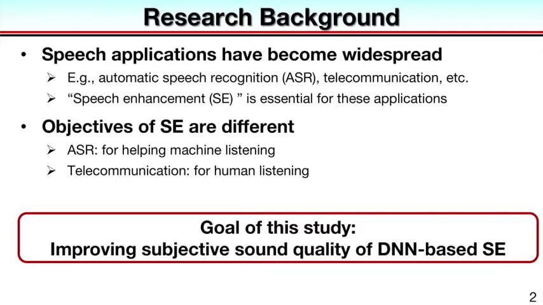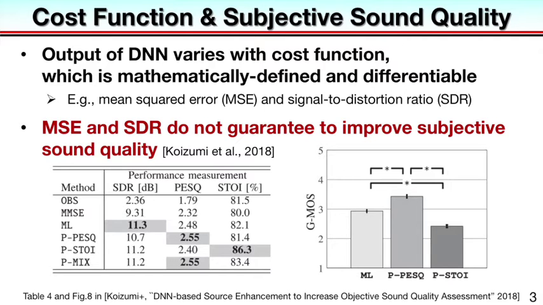The goal of this study is to improve the subjective sound quality of DNN-based SE. Since the trained DNN varies according to the cost function, it is necessary to set an appropriate cost function. The widely used cost functions are mathematically defined differentiable functions, such as mean squared error, MSE, and signal-to-distortion ratio, SDR. Unfortunately, it is known that MSE and SDR do not guarantee to improve subjective sound quality.